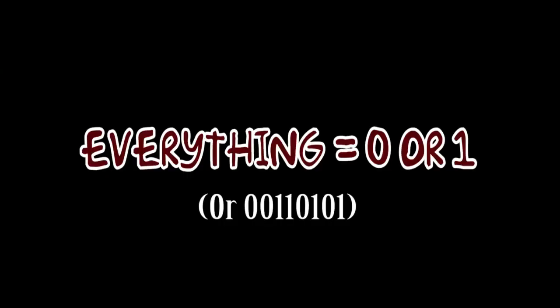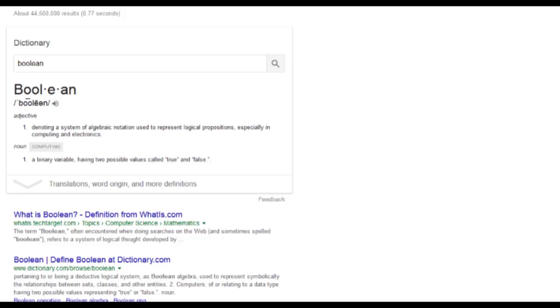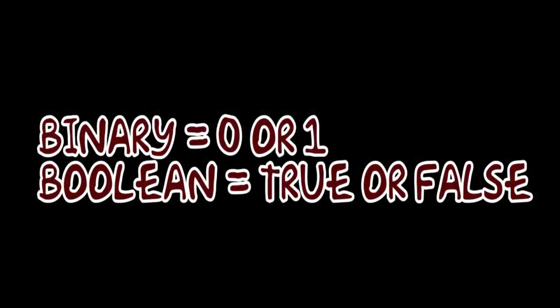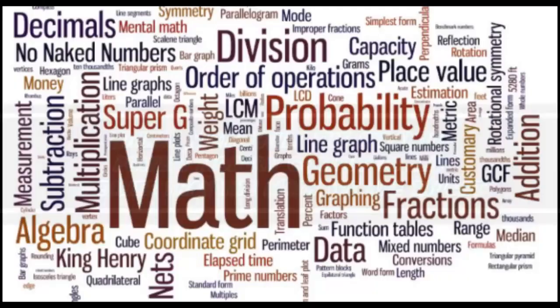Many people also equate binary code with Boolean. And though they're very similar, they are not exactly the same. Boolean means having two possible values, which is very similar to binary, but in Boolean, it's true or false. Of course, binary means having two possible values, 0 or 1.